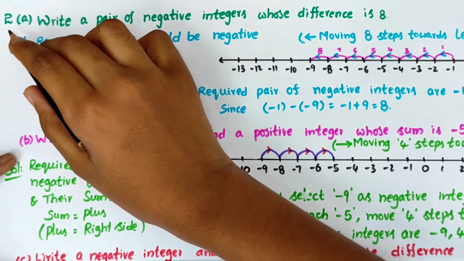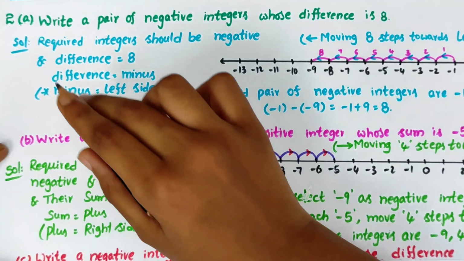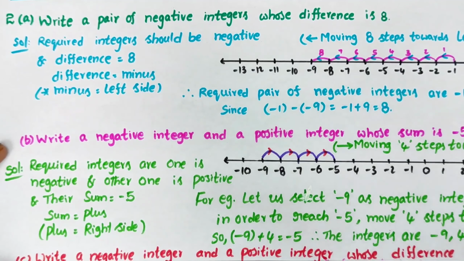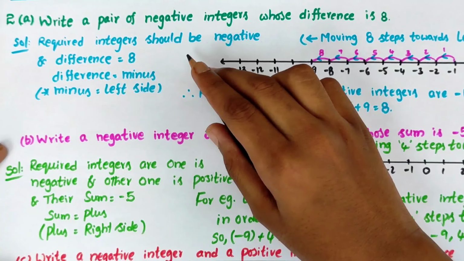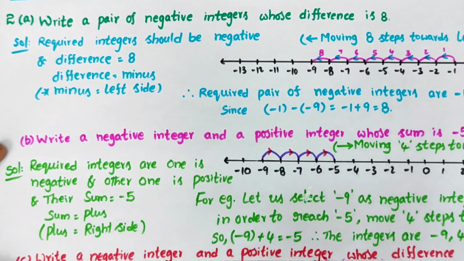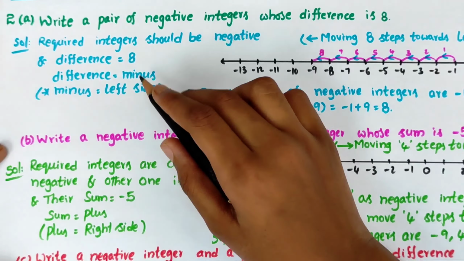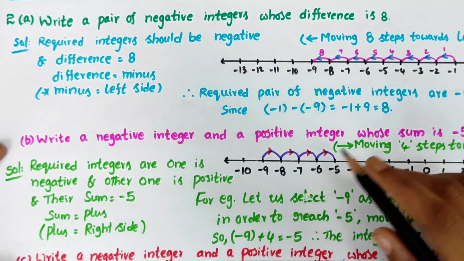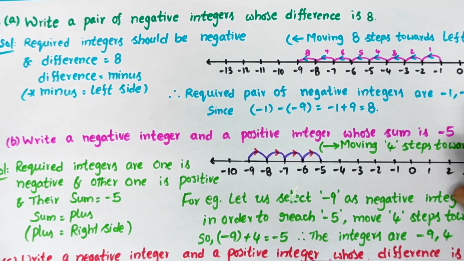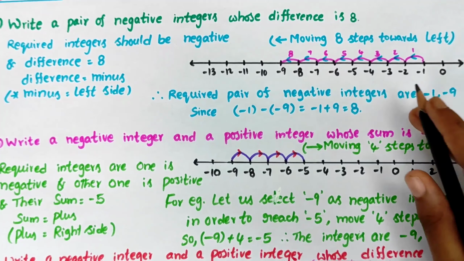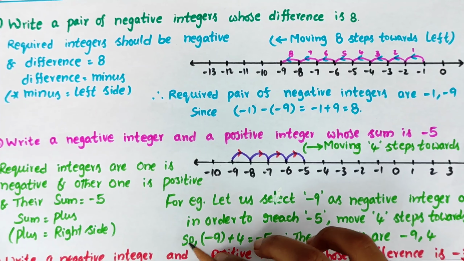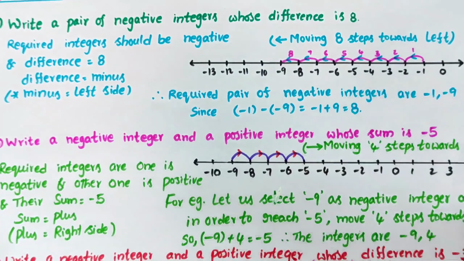Okay, friends, now let us see question number 2. Write a pair of negative integers whose difference is 8. The required integers should be negative and the difference also should be 8. As we have seen in the earlier question, difference means minus, and minus is left side. So here this is a number line. See here, number line. And we have to get the difference 8. That means we have to move left side.